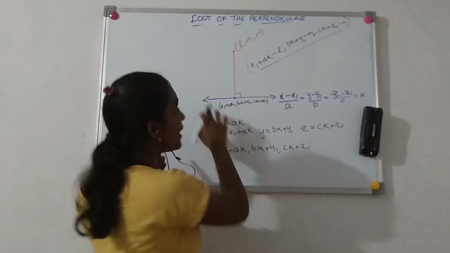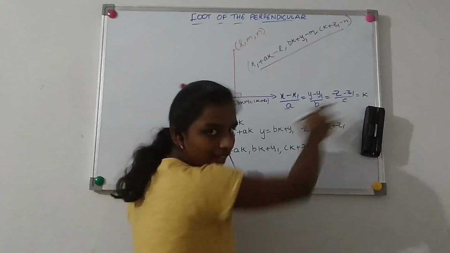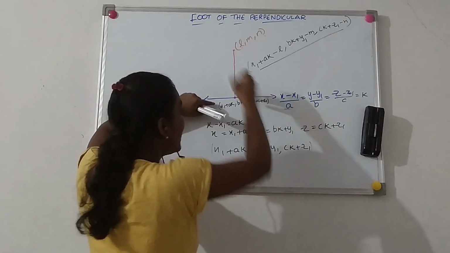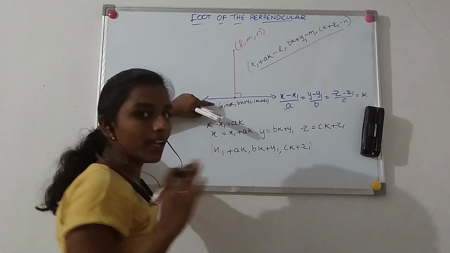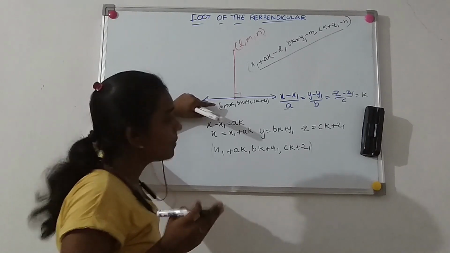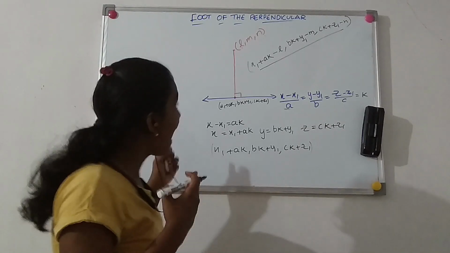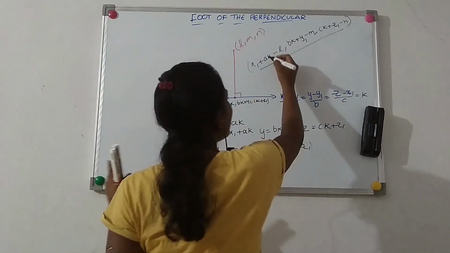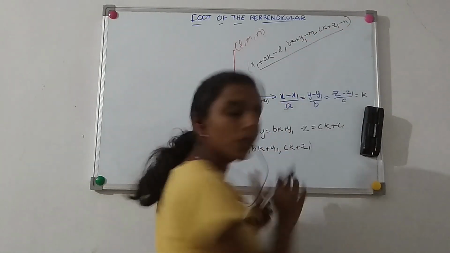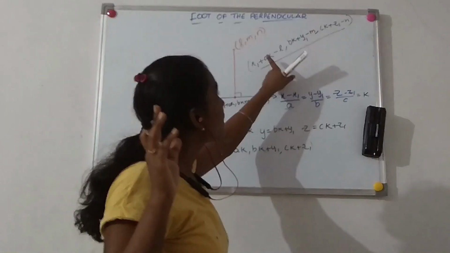So we know the DRs of this line, right? What are those? A, B, C. Those are the DRs of this line. So I know the DRs of this line and this perpendicular line. Now I can apply the perpendicular condition over here, right? So here the only unknown is k, and you know all the other values.